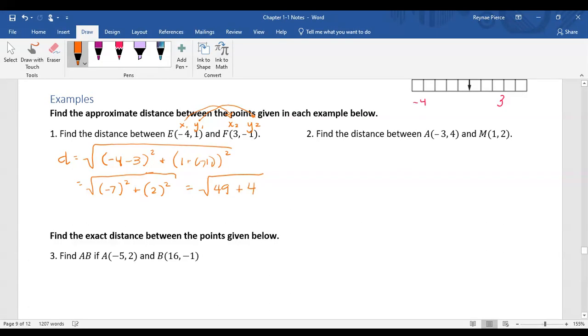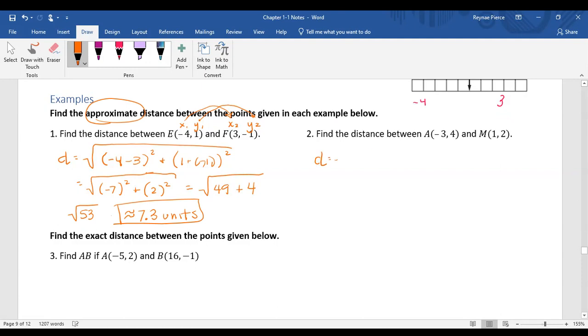2 squared is 4. So if we were asked for the exact answer, we would say the square root of 53. But our directions here say the approximate. So we're going to give the decimal answer. That'll be about 7.3 units.